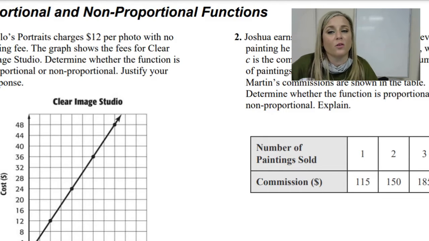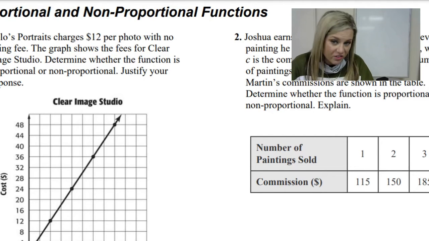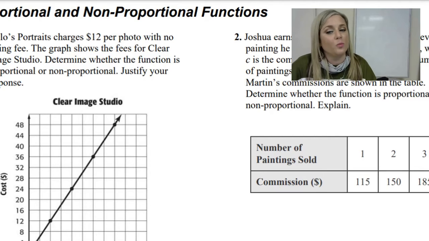So he earns a salary plus commission, okay? The $75 is probably his salary. So if he sells one painting, he's making a $115 commission. 2 paintings, $150. 3 paintings, $185. This is not written in y equals mx form, so this is going to be a non-proportional function.